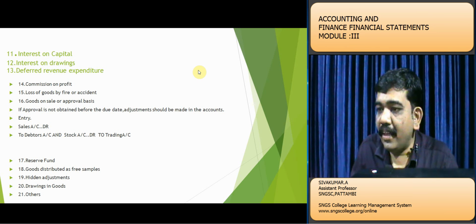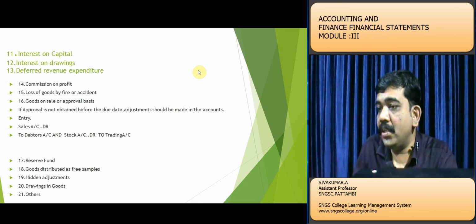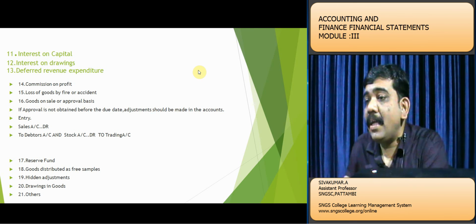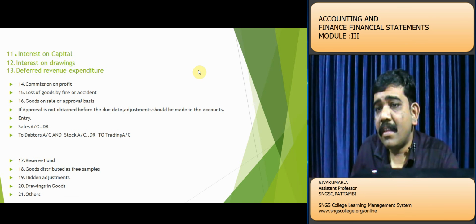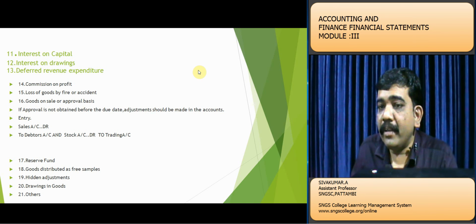Then deferred revenue expenditure. First of all, you have to show a fixed percentage of deferred revenue expenditure in profit and loss account. Then you have to show the balance amount of deferred revenue expenditure as an asset item in your balance sheet. Then commission on profit, and loss of goods by fire or accident.